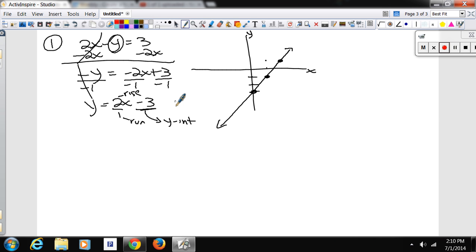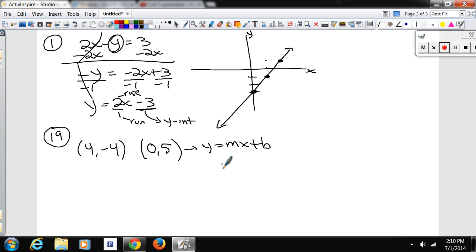19 through 23 is just to find the slope. So when you get to number 19, and it gives you (4, negative 4) and (0, 5), they're asking you to write the slope-intercept form. So we need to find a y equals mx plus b equation. We know x's and y's, because that's what both of these are. The easier one to use would be the 0. So I could plug a 0 in for x, and I could plug a 5 in for y.